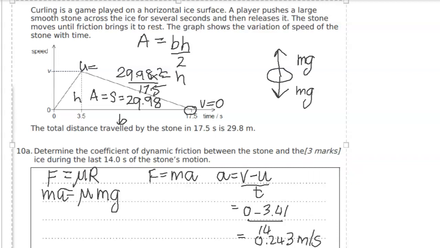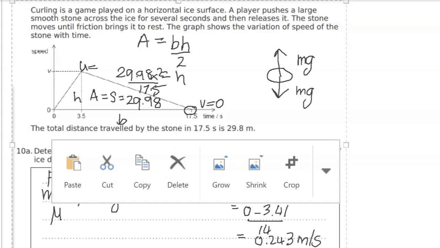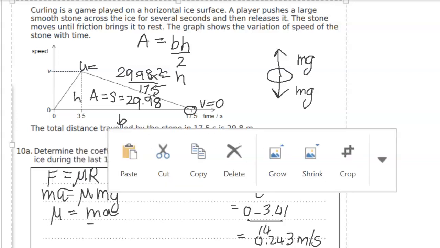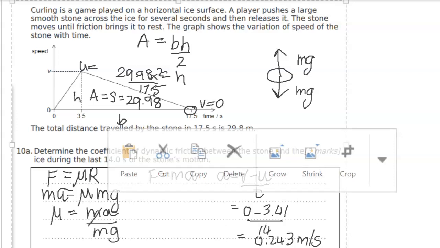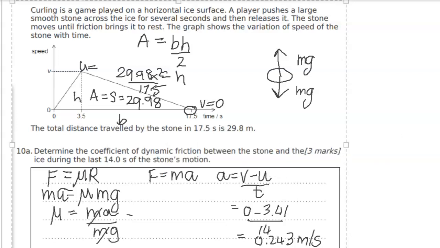Okay, so now I've got our acceleration, so we can plug it in over here. Let's isolate the mu because that's what we want to work out. So mu is going to equal ma divided by mg, and they're going to cancel out because the mass doesn't change. So this is going to be 0.243, divided by the gravity, 9.81, and that's going to give me an answer of 0.0248. And that is my coefficient of dynamic friction.